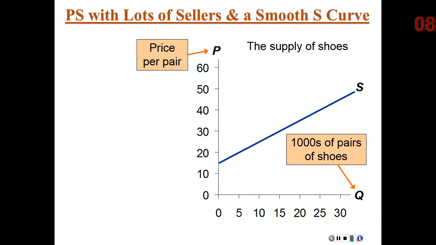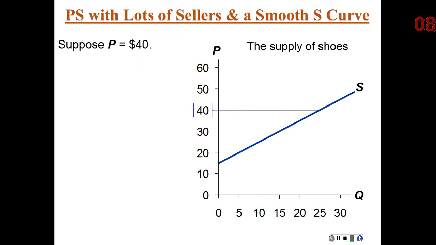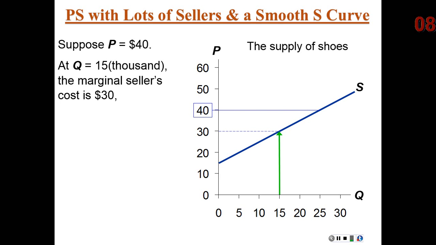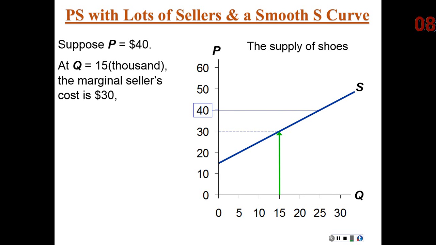Now, what if we made our supply curve smooth? Okay, well, let's look at it that way. Imagine the price is $40. What would be the marginal seller's cost, or producer surplus, let's say, of the 15,000th seller, or the 15th seller in this case? Well, the 15th seller would be representative of a specific point on the supply curve, and whatever dollar value is associated with that point, that would be their cost. So in this case, it's 30.